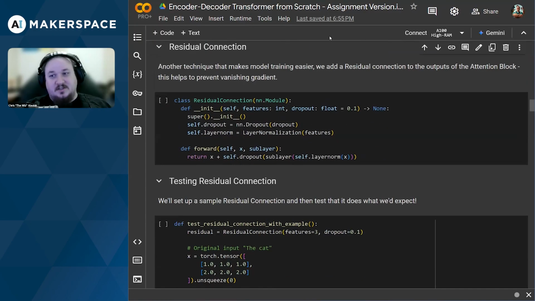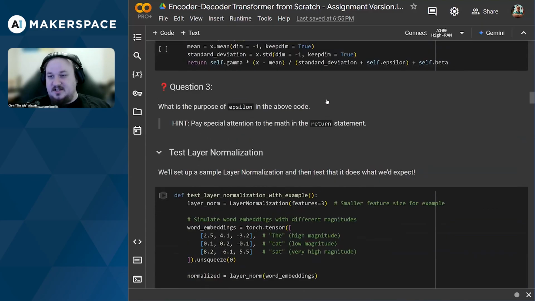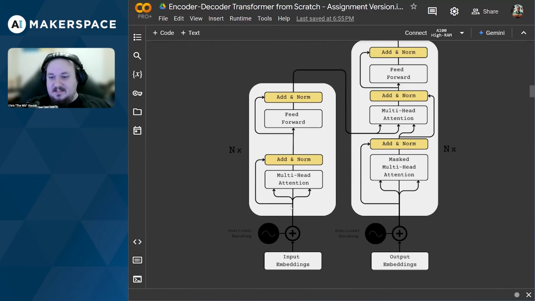Then we have residuals. So a residual connection is important. Let's look at the diagram for this one, right? This little arrow here is the residual connection. Okay, so notice that we have stuff that comes into our block, and then it goes both to multi-head attention, and it kind of bypasses it, right? So this is the residual.